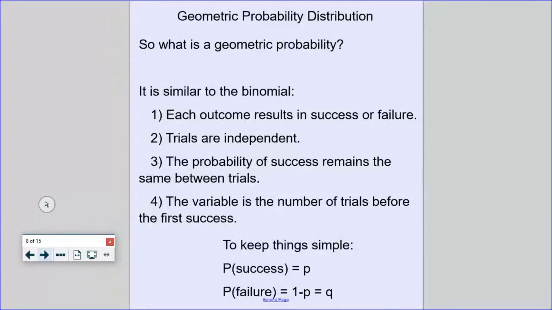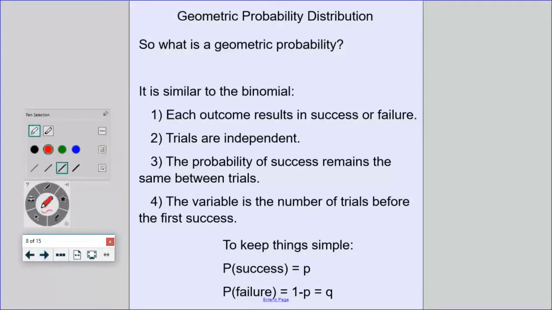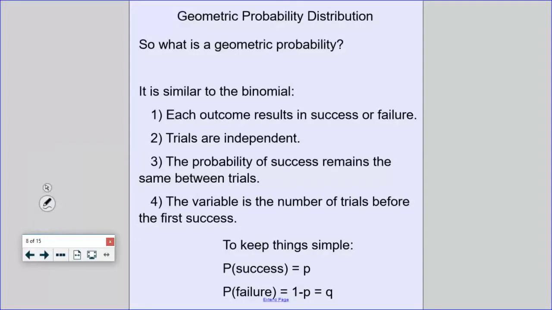So, our first thing is, what is a geometric probability? Well, before we've done a binomial. If you remember, in a binomial probability, we were trying to say, how many times did we have a success? In a geometric, we're now going to ask, when do we have success? And usually, it's our first success. And we're going to define what success is for each question.